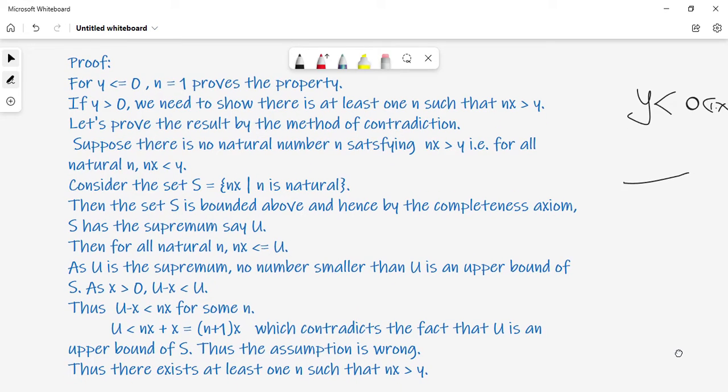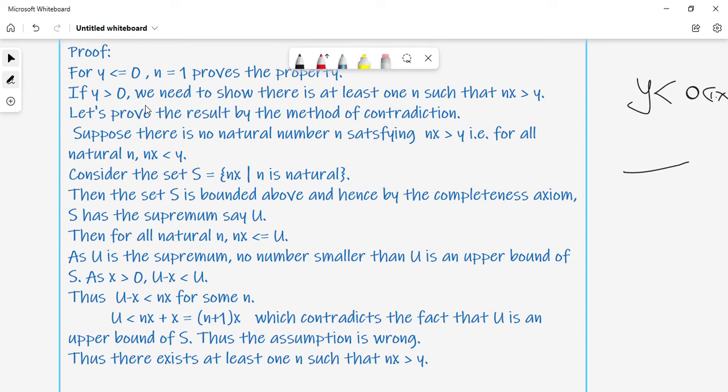Now, if we take y greater than 0, if y is also positive, then it is our job to show that surely there is at least one n such that n times x will be greater than y. But because x is not known and y is not known, surely we cannot give the value of n. And we want to prove this in general for any x and any y. So let us go by the method of contradiction. Let us suppose that there is no natural number n such that n times x will be greater than y.